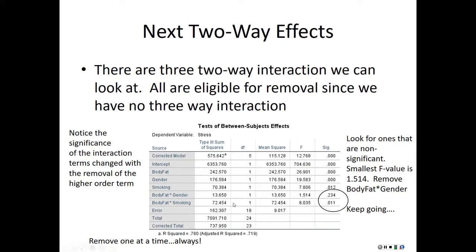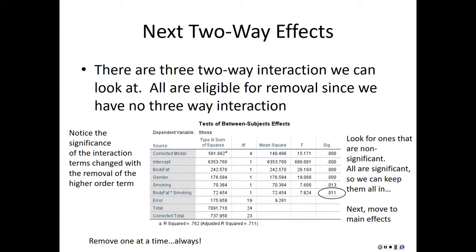So we did that. Now we have two left, so both are eligible for removal. We don't have any 3-ways. One is non-significant and it has the smallest F statistic. There's only one, 1.514. Let's remove that one. Okay, so body fat by smoking, 0.011. That's significant, so we can keep it in.